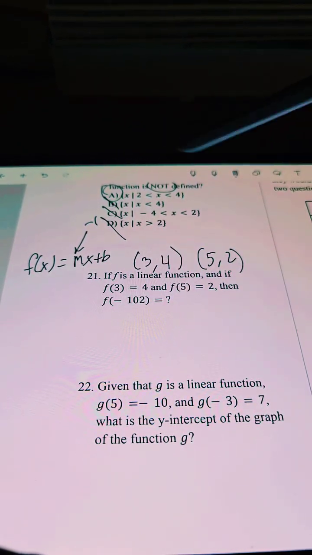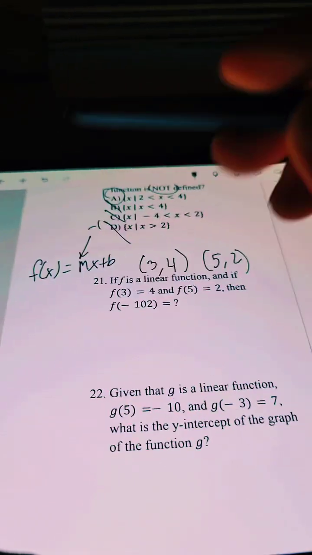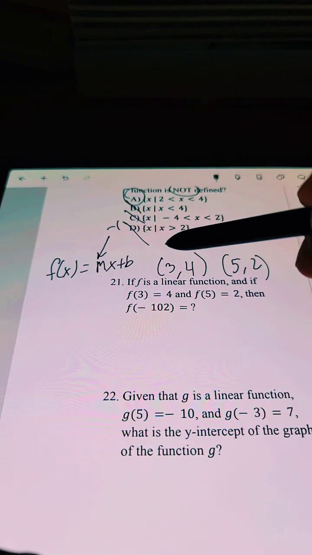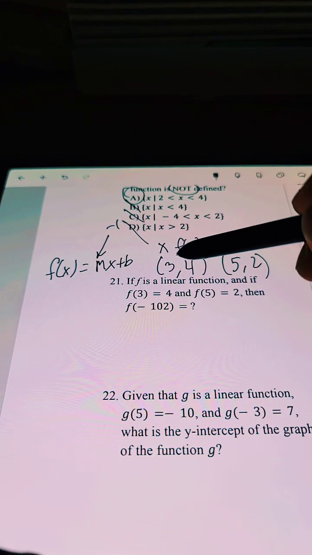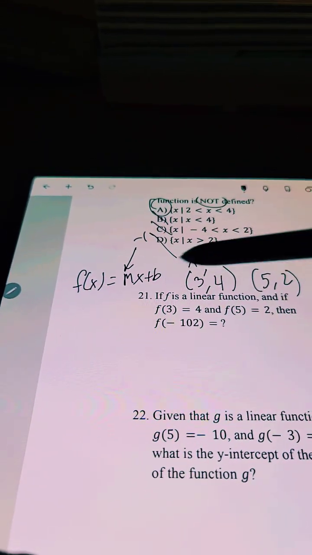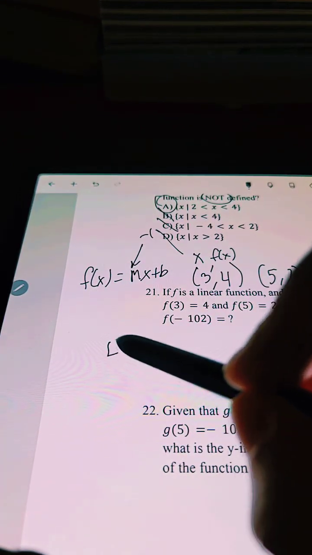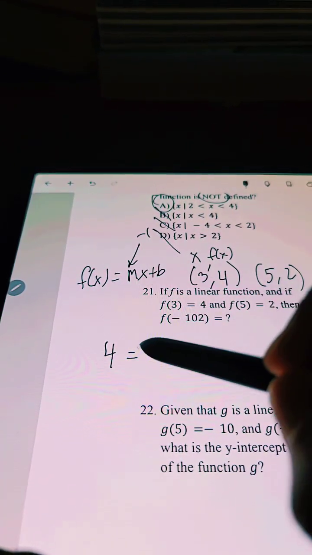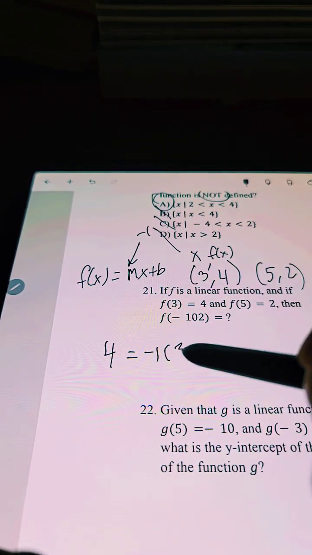So now I'm going to use one of these points. It can be either one. I'm just going to pick the 3, 4 one. And I'm going to say, okay, my x is going to be 3, my f of x is going to be 4. I know what m is now. Now let's solve for b. So instead of f of x, I'm going to put a 4. And then I know m is negative 1. And for x, I'm going to put 3.